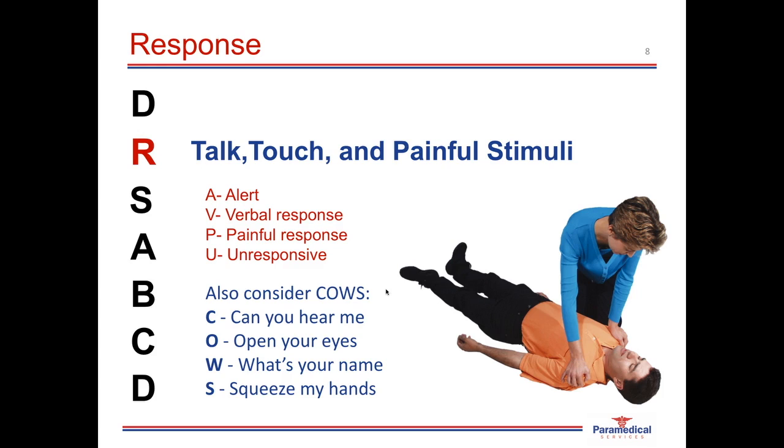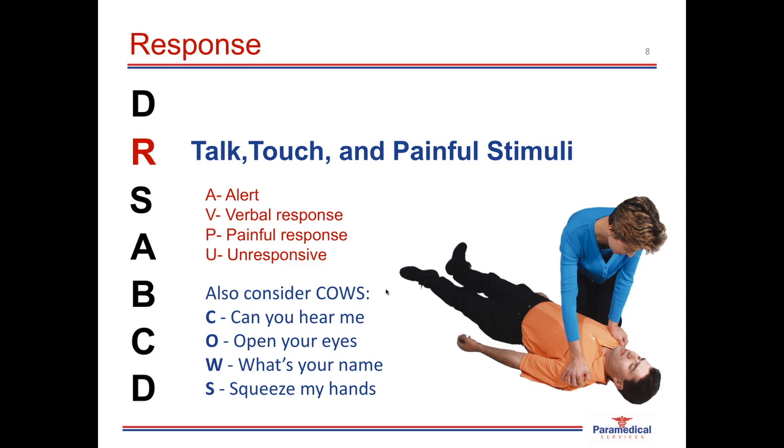If the patient is unresponsive to either the verbal or the touch stimuli, then you can move on to giving a painful stimulus. In adults and older children, it is acceptable to do a sternal rub as a painful stimulus, but no pinching or slapping or causing injury to the person.